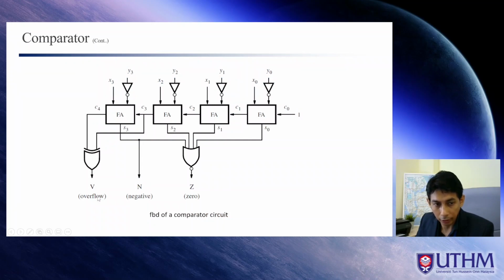This is to check for the overflow. Remember C3 and C4: if we connect them to an XOR gate like this, we have the overflow. So this is for the negative check, whether the result is negative or positive, and this is for the zero check. If the result is 0, it means that x and y are the same, equal. All right, this is the comparator.